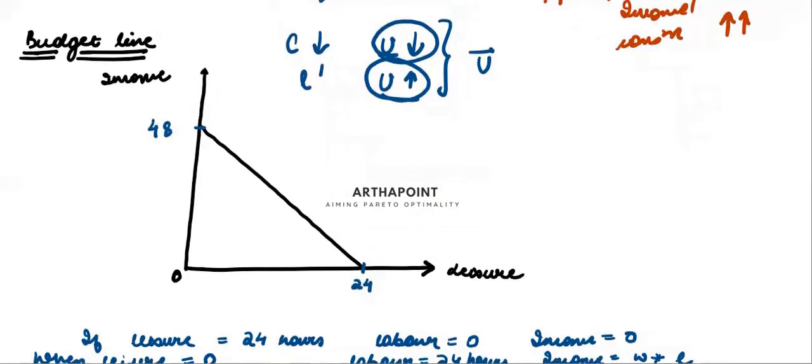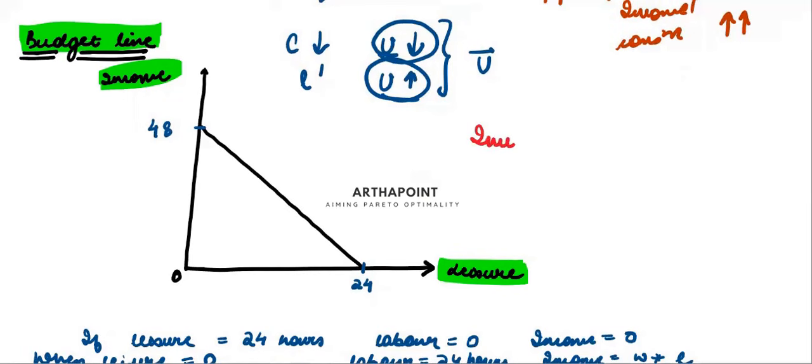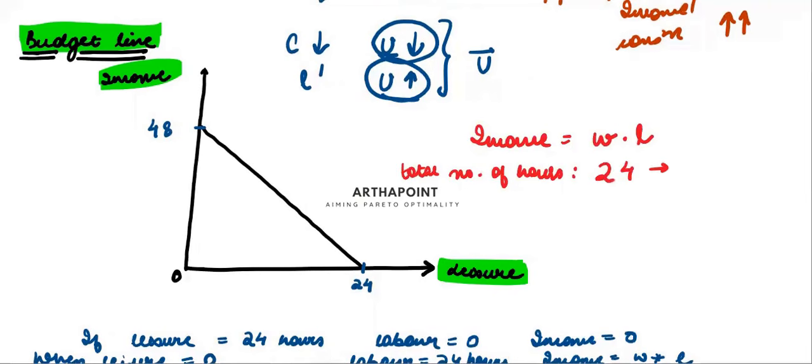Now, let's go on to the next concept, which is that of a budget line. So what exactly is a budget line? A budget line is one which shows you all possible affordable bundles. So what am I doing? Just think about this, okay? My income is W into the number of labor hours, L. Let's say that the total number of hours is 24, suppose. That's the number of hours you have in a day.